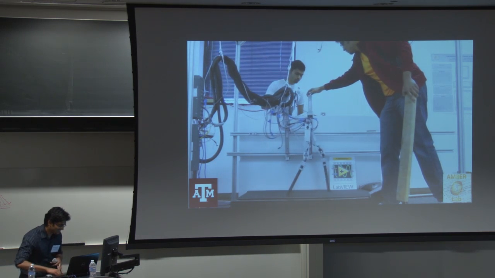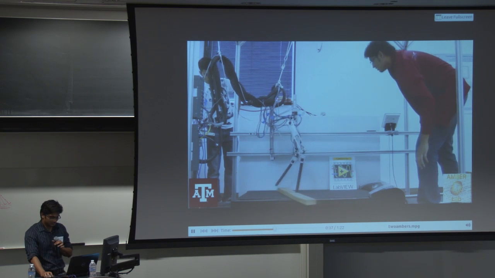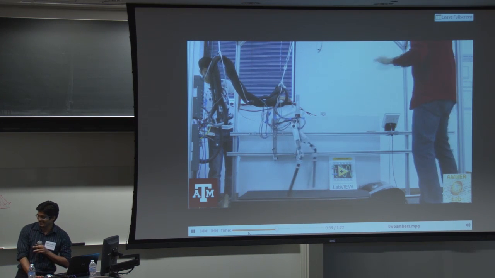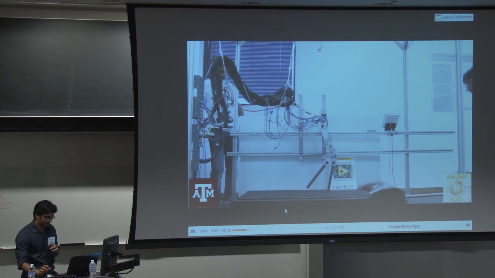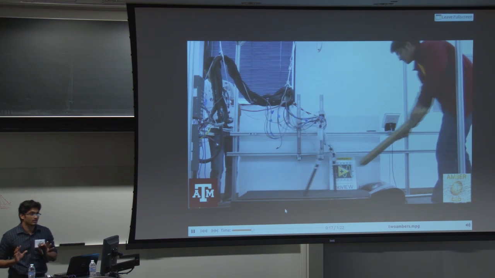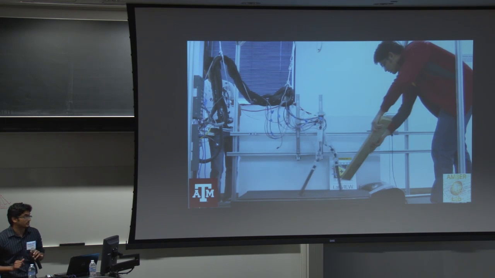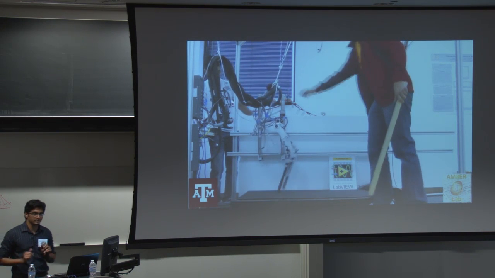Now, if you have noticed, how much time do I have? Can I replay? Okay. So I'll just replay this. If you have noticed, the walking is really robust. This is just tracking. We don't have any extra algorithm to take care of the obstacles or even the disturbances. It's all happening naturally.